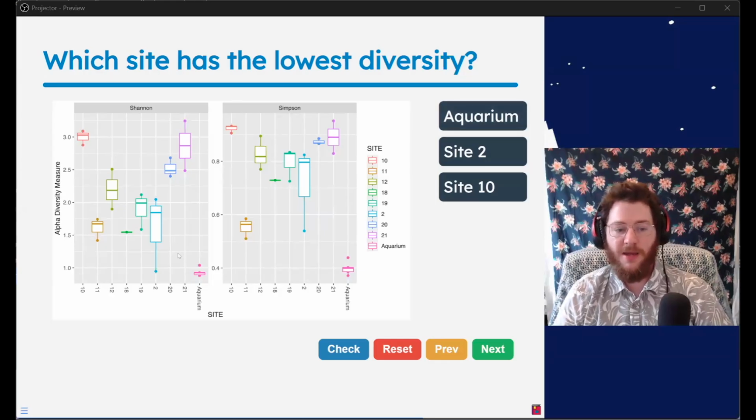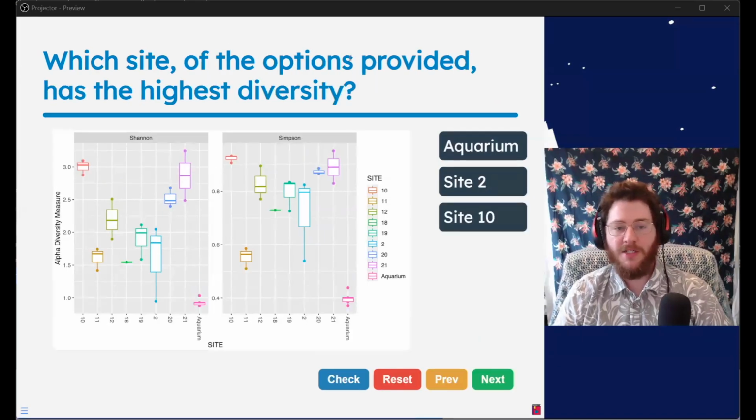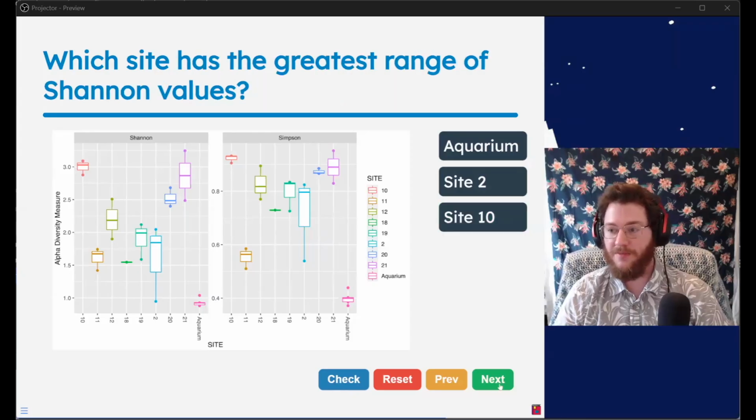If we look at all of them, there's one that's pretty obvious, which is the aquarium. So let's check that. Correct. So yes, aquarium does have the lowest diversity. Which site of the options provided, i.e. aquarium, site 2 and site 10, has the highest diversity? Let's look at site 2. Site 2 is quite low, aquarium's lower, and then site 10 is actually the highest. At least that's what I think. So let's check that. Yes, that's correct.